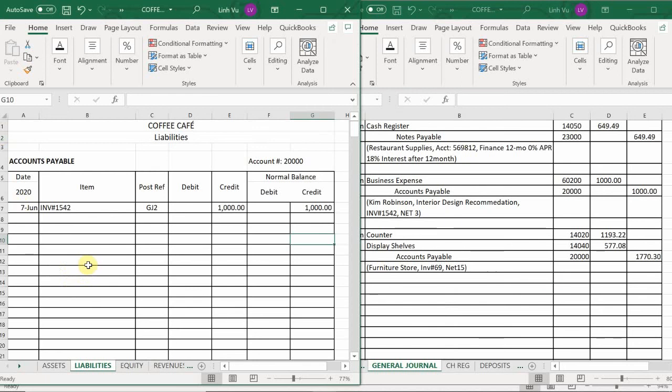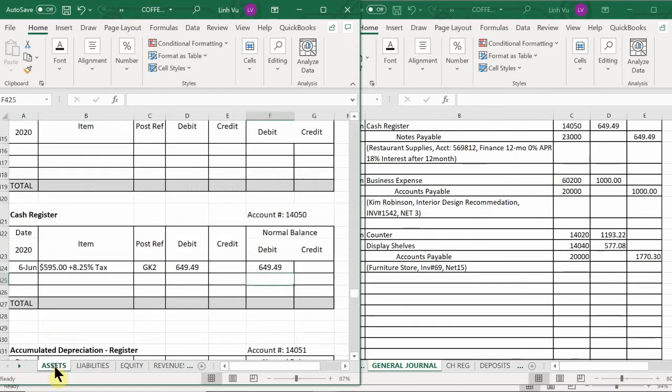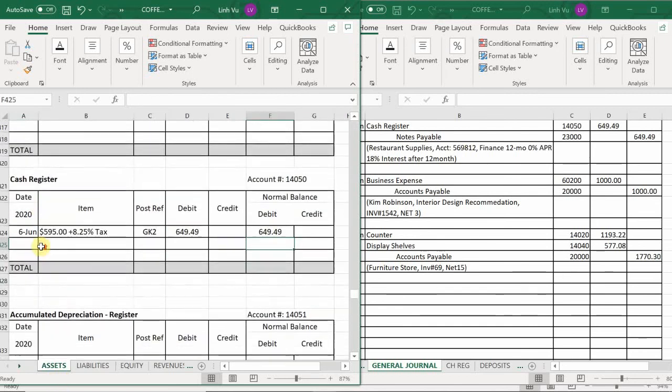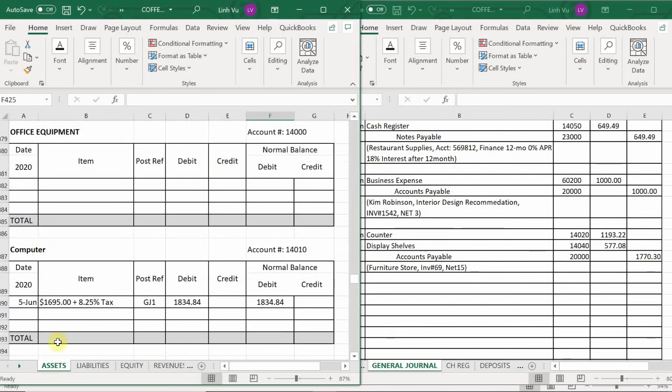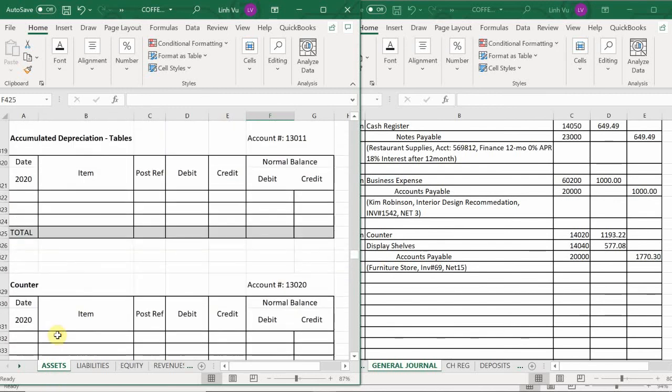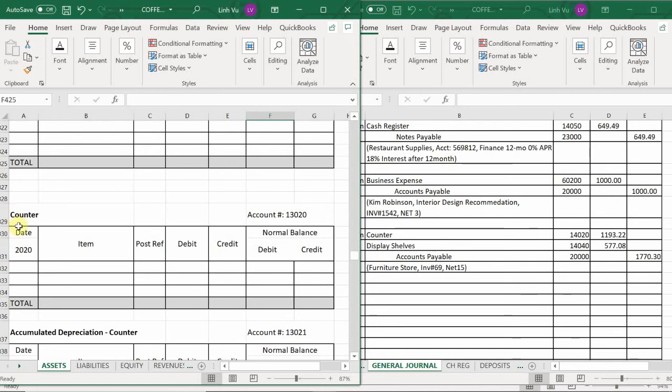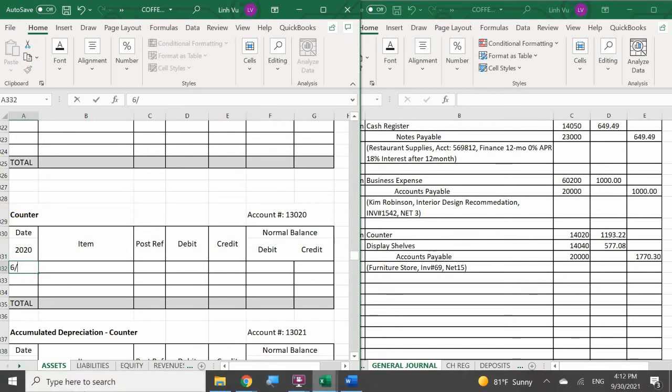All right, so we bought a counter. So I have to go to assets. If I scroll up here, I have a computer. All right, here's my counter. In this case, it's up to you whether you want to put the numbers in there specifically, like how much it cost you. You can put the invoice number in there if you like. So the counter was $1,033, right?